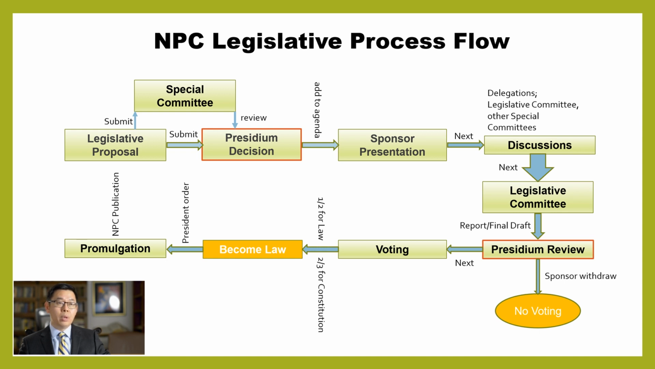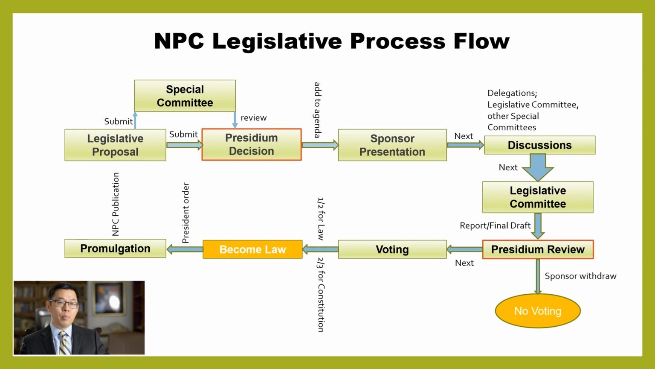Step 1. The legislative proposal is submitted to the President of the National Congress Assembly. Typically, the proposal should be submitted before the meeting starts. Step 2. The President decides whether to add a legislative proposal into the meeting agenda. The President can also ask for comments from the Special Committee of the Standing Committee before its decision to admit a proposal into the meeting agenda. Step 3.